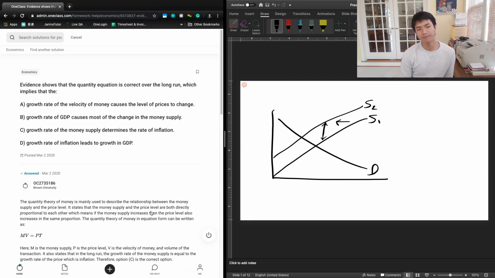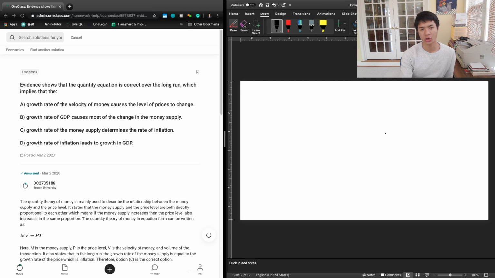Okay. The next question says, evidence shows that the quantity equation is correct over the long run, which implies that A, the growth rate of the velocity of money causes the level of prices to change. B, growth rate of GDP causes most of the change in the money supply. C, growth rate of the money supply determines the rate of inflation. Or D, growth rate of inflation leads to growth in GDP.